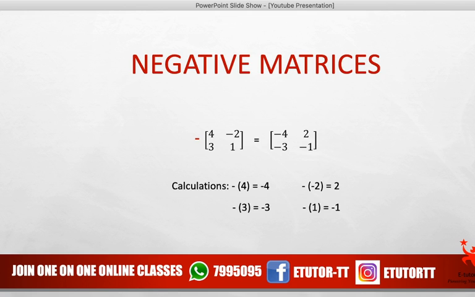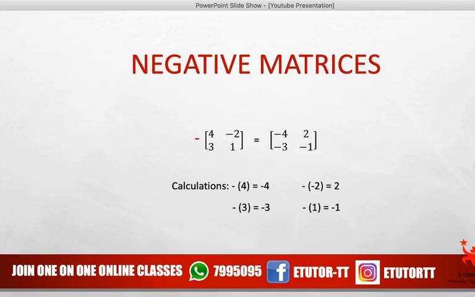Negative matrices. So -4, 3, -2, 1. If you think of brackets, if you have a negative sign outside of a bracket, you have to multiply everything inside that bracket by that negative sign. It's the same thing with matrices. So you're going to say negative, and there's no number in front of the matrix.